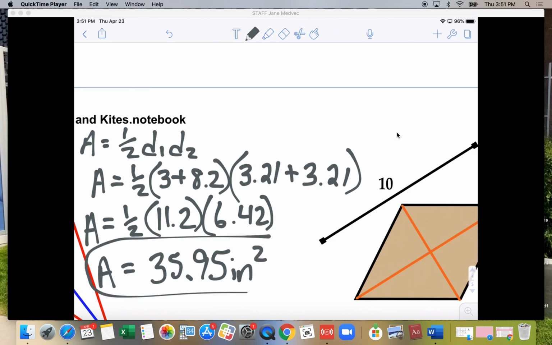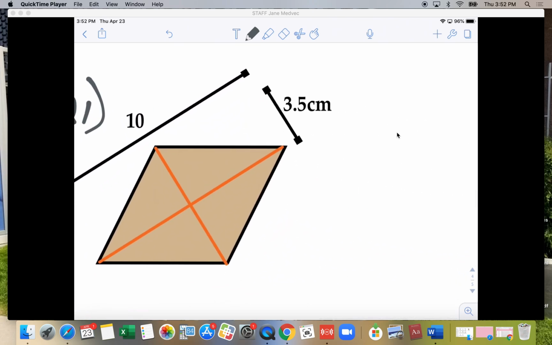And again, you want to be really careful not to chop off those numbers too soon, because that could cause a change in your answer. So make sure that you're checking your answers as you go, and make sure you're not chopping off numbers in your calculator. All right, let's go ahead and look at this rhombus.